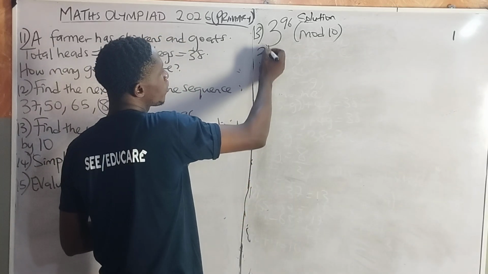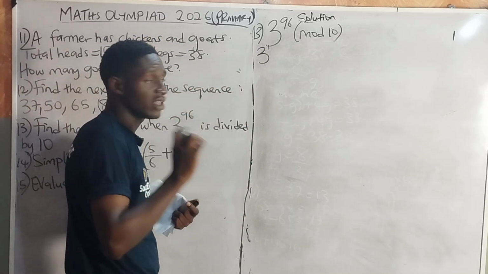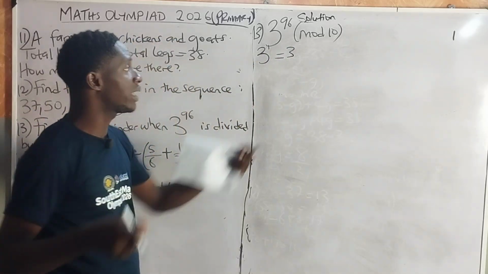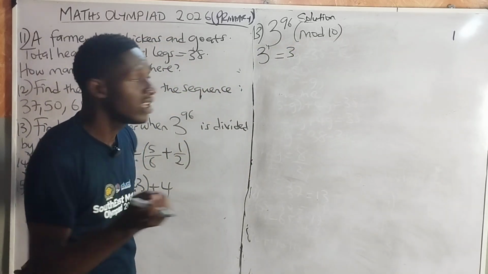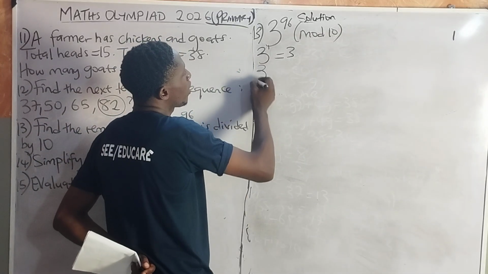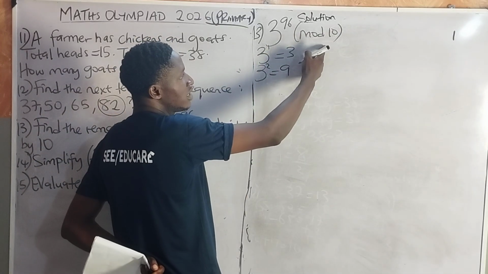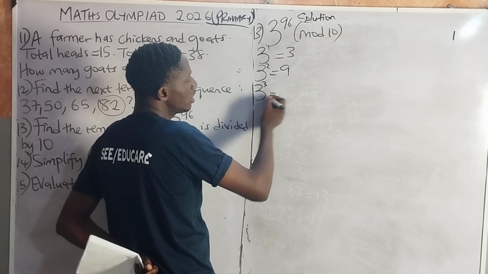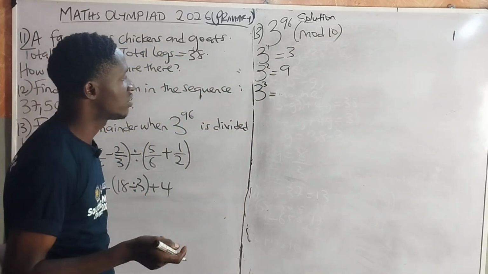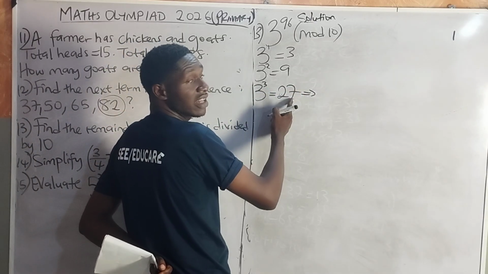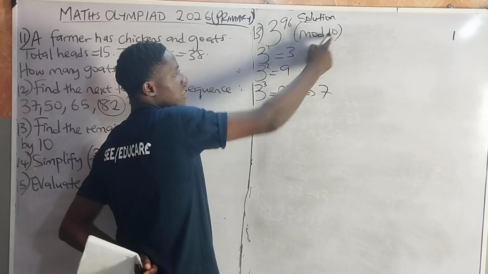Let's say 3 raised to the power of 1. The pattern is that you start breaking it down. 3 raised to the power of 1 is 3, and you can only pick a number less than 10. 3 is less than 10. And you pick the last digit if there are 2 digits. 3 raised to the power of 2 is 9, and 9 is still less than 10. 3 raised to the power of 3 is going to give you 27, so the last digit here we'll pick as 7. And 7 is less than 10.